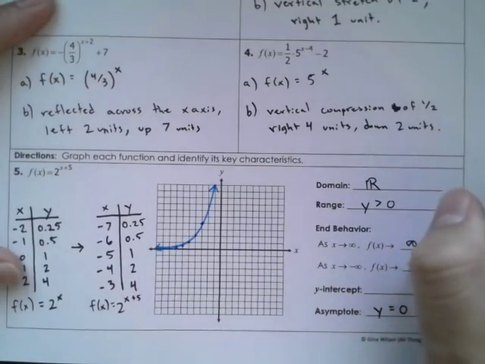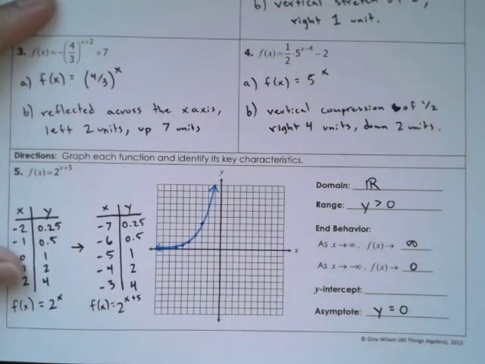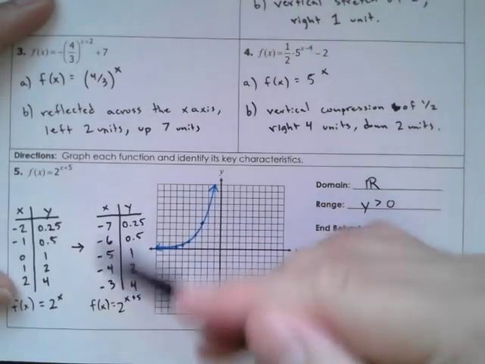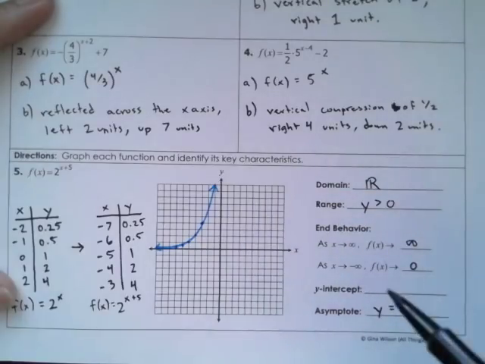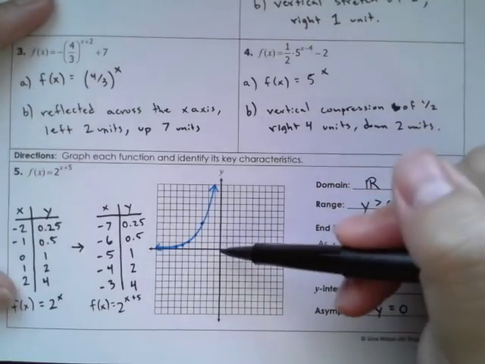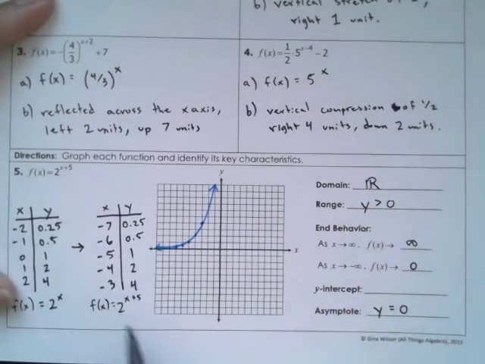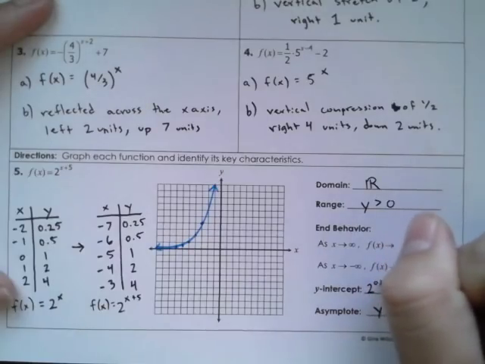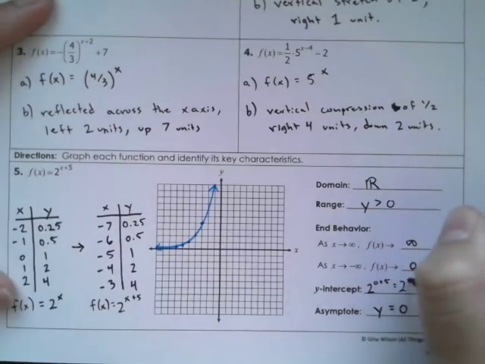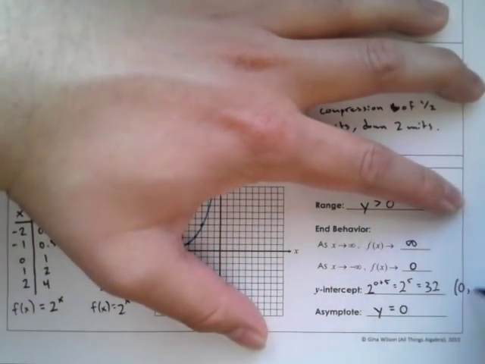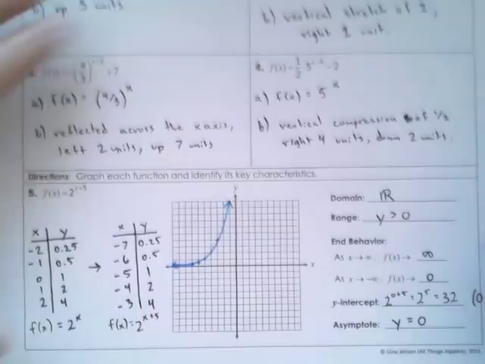My asymptote is 0. For my y-intercept, we can't tell just by looking at our graph or our table where this graph is going to cross the y-axis, but we do know that on the y-axis x is 0, so you can just plug in 0 for your x, and then you find your y-intercept from there. So I get 2 to the 0 plus 5, which is 2 to the 5, and 2 to the 5 is 32. So then my y-intercept is at 0, 32.